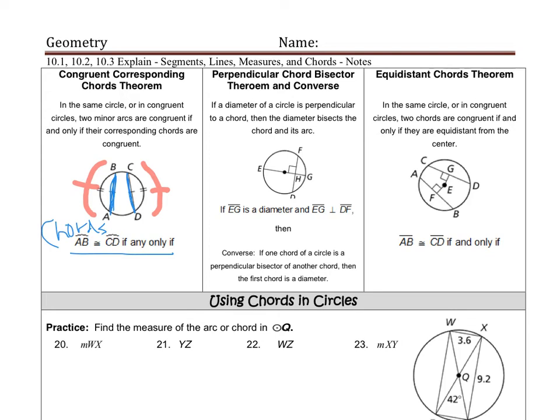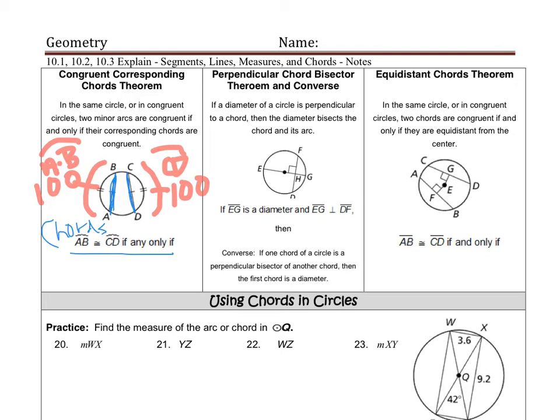In other words, if I told you that arc CD equaled 100 degrees, then what would arc AB equal? It would also equal 100 degrees. Why? Because the chords are congruent. Okay, let me ask you this question. What if they told you the arcs were congruent? What would we know about the corresponding chords? They would also be congruent. They're conditional on each other.